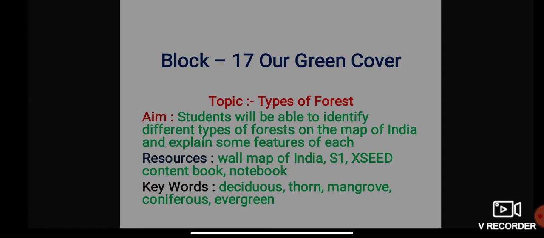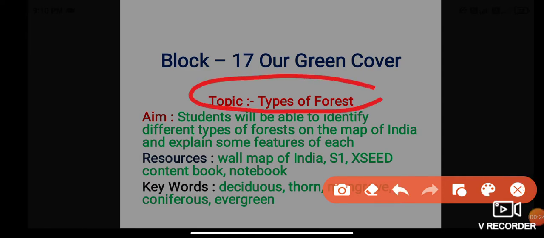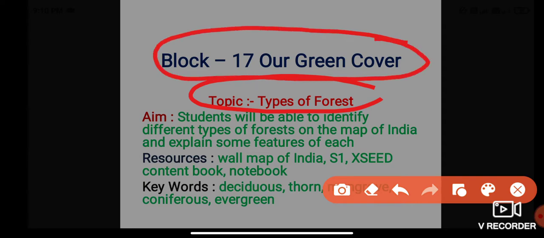We are done with volume 2. So from today onwards, we'll be starting with the new volume, that is volume 3. The topic of our discussion for today is types of forests under block 17, our green cover. This is the name of the block and this is the name of the topic, that is types of forests.